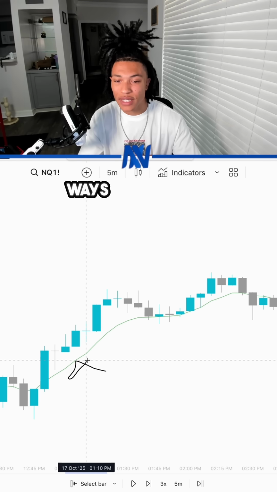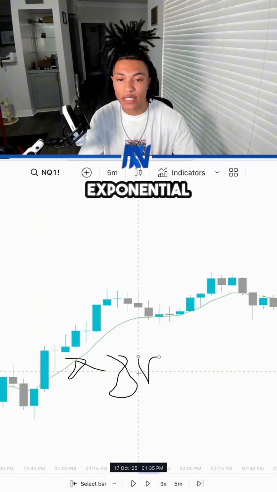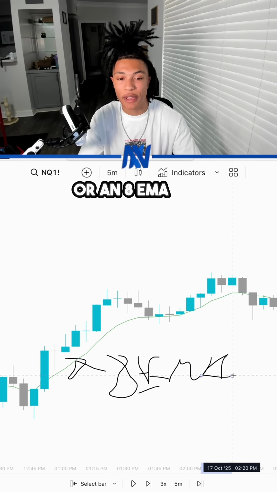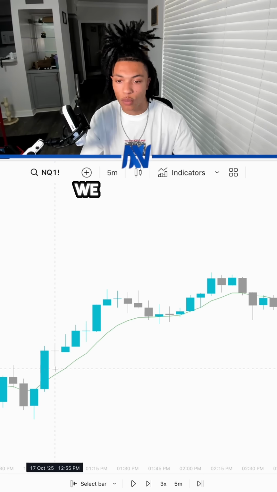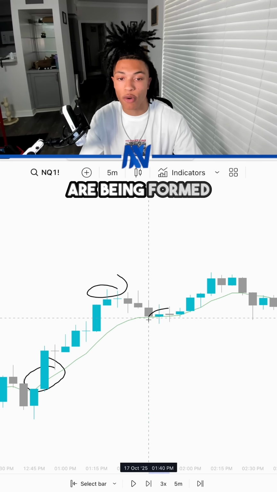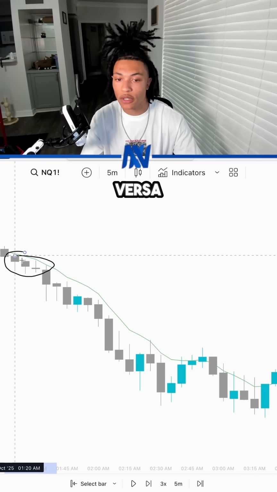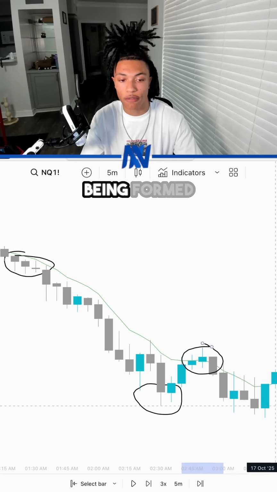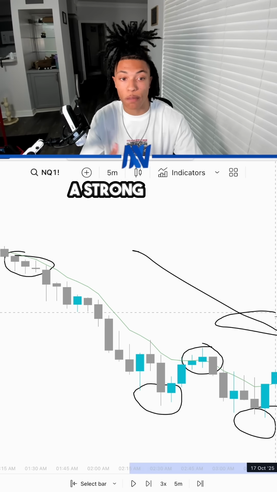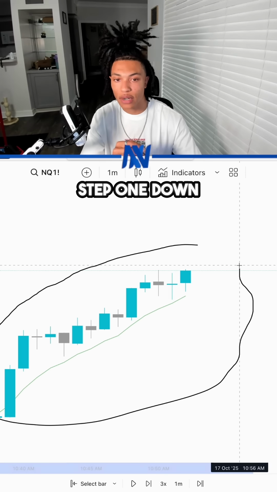One of the easiest ways to establish a trend is to use an 8-period exponential moving average, or 8-EMA for short. By using this 8-EMA, we can see that higher highs and higher lows are being formed over the 8-EMA, which signals a strong bullish trend. And then vice versa, we could see that lower highs and lower lows are being formed under this 8-EMA, which signals a strong bearish trend. Now that we got step one down, let's go over step two.